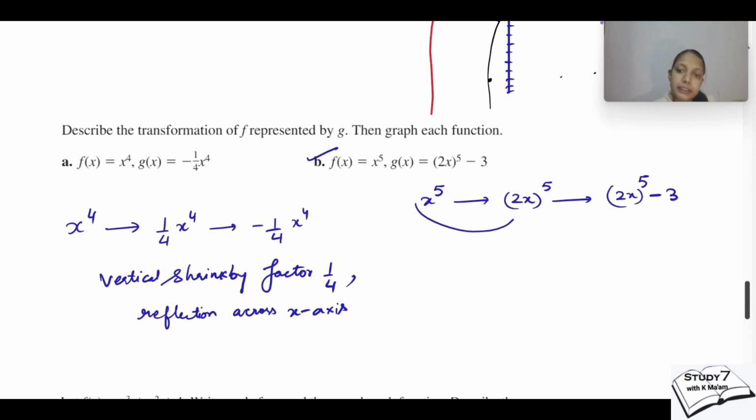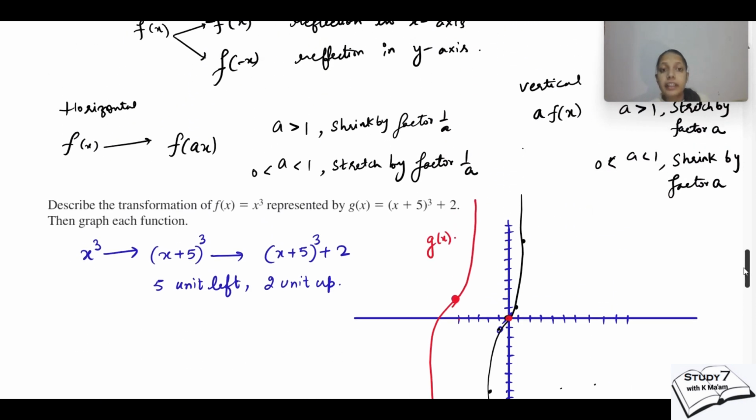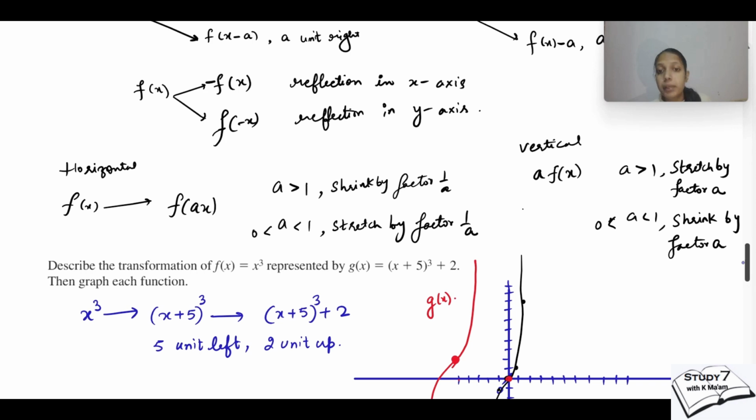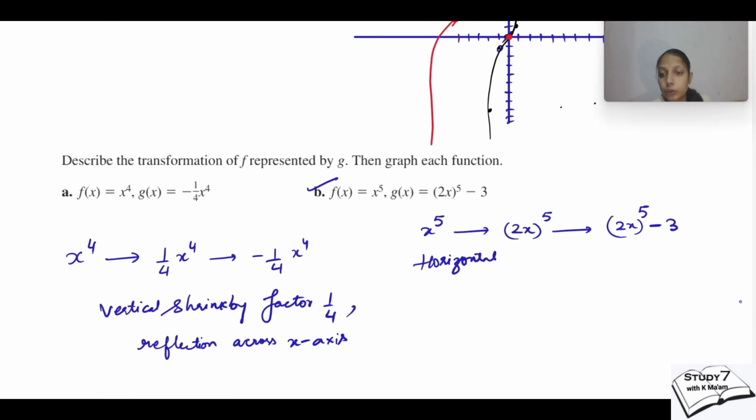So multiplication is inside. Whenever it is multiplied inside, it's a horizontal change. The number is 2. So when you multiply inside, the number is 2, and 2 is greater than 1. In the horizontal case, if the number is greater than 1, it is a shrink. So it's a horizontal shrink by factor 1 over 2.